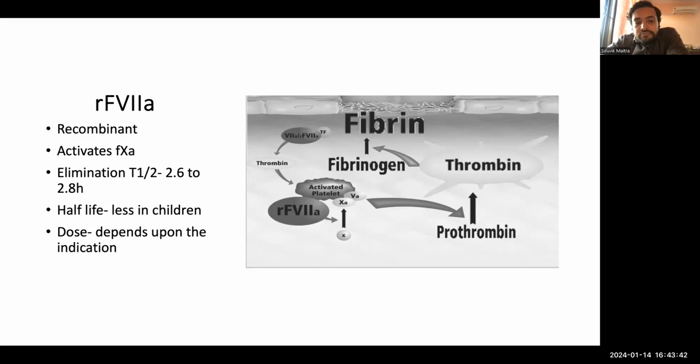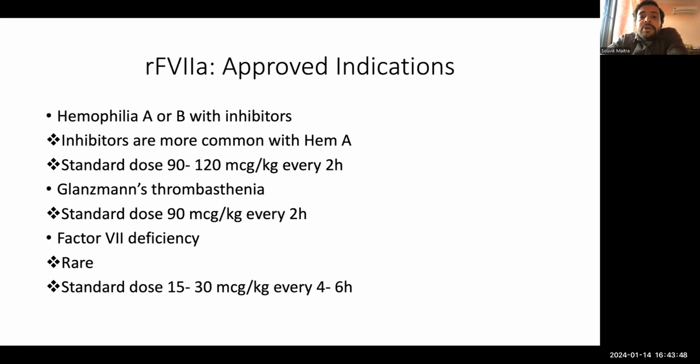and the half-life is even less in children. The dose of recombinant factor 7A is wide. It depends upon the indication. Now let's see what the approved indications are. The US FDA approved indication of recombinant factor 7A is in patients with hemophilia A or B with inhibitors. If you encounter hemophilia A and B patients in your ICU with bleeding in the joints or some other spaces, the standard recommended dose is 90 to 120 microgram per kg every 2 hours. It has been used in Glanzmann's thrombasthenia also, and in factor 7 deficiency. Isolated factor deficiency is actually very rare, but in case of factor 7 deficiency, it can also be used.